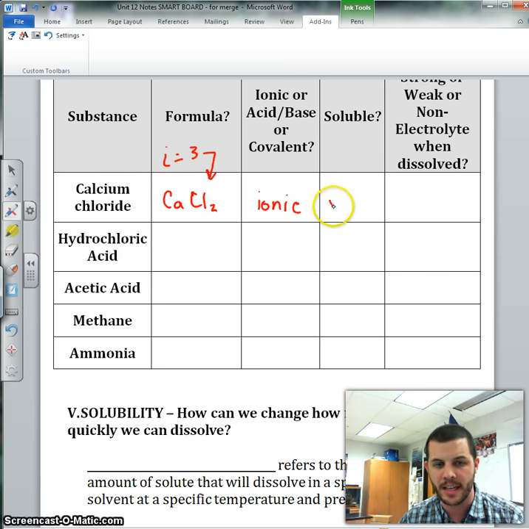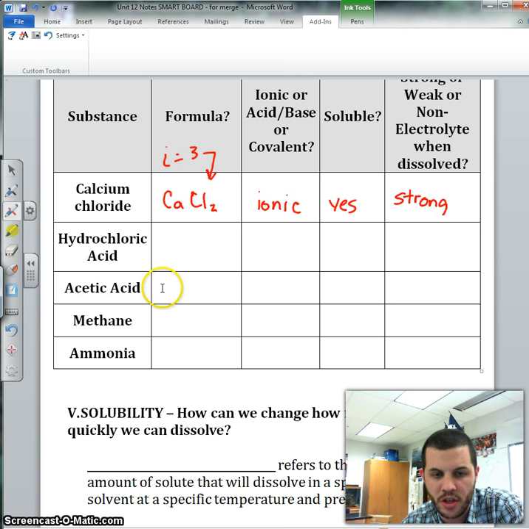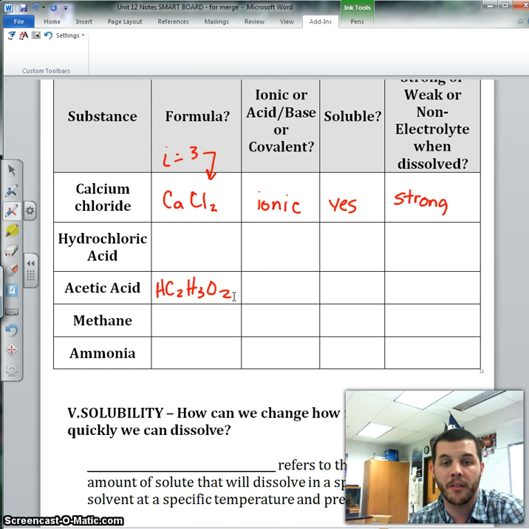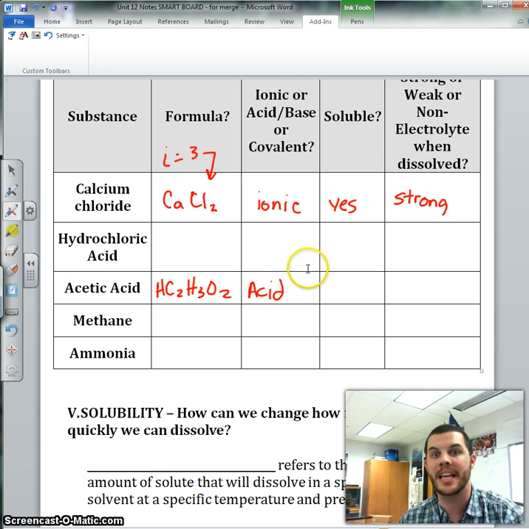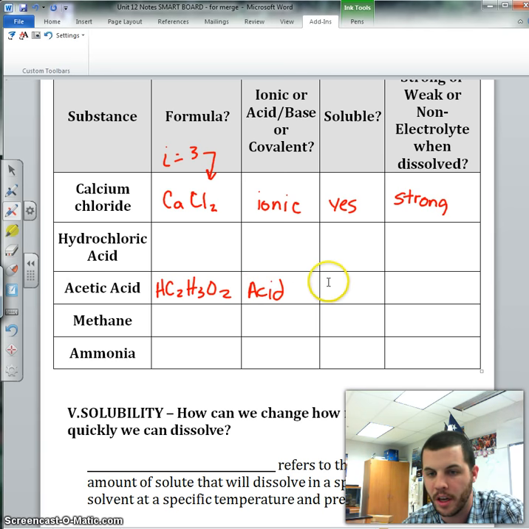Well, now you're probably asking yourselves, when are we going to see a weak electrolyte? Let's take a look at acetic acid down here. Acetic acid is HC2H3O2. Of course, acetic acid, obviously, it's going to be an acid. And is it soluble? Yes, all acids are going to be soluble. So we're going to say that yes, this is soluble.